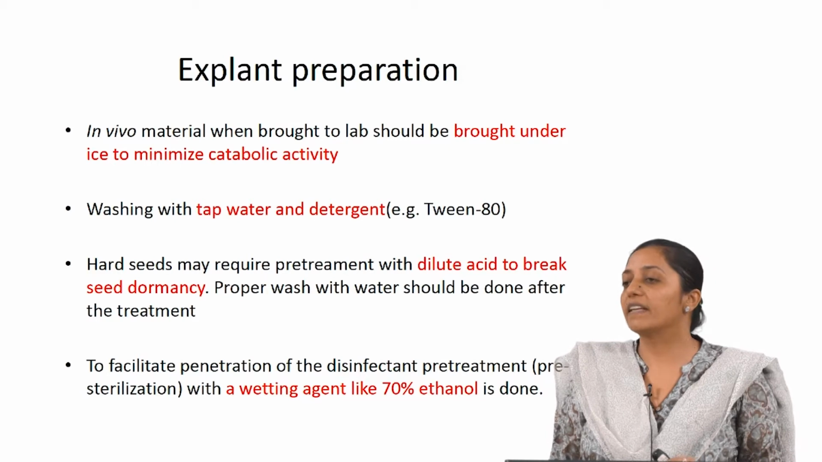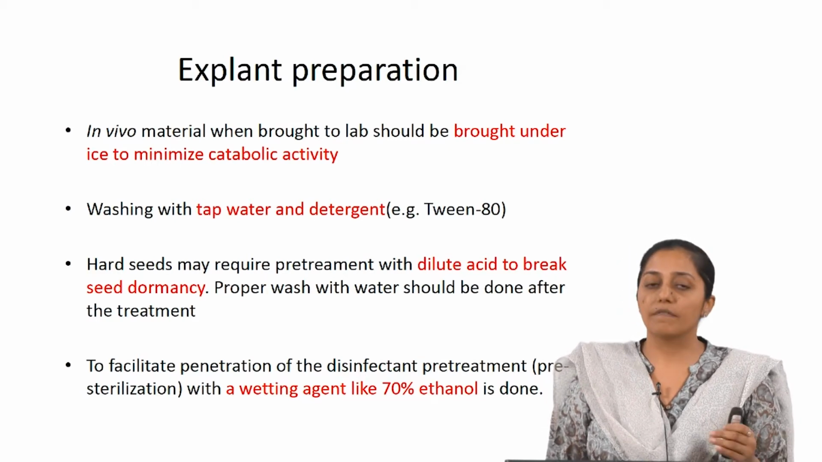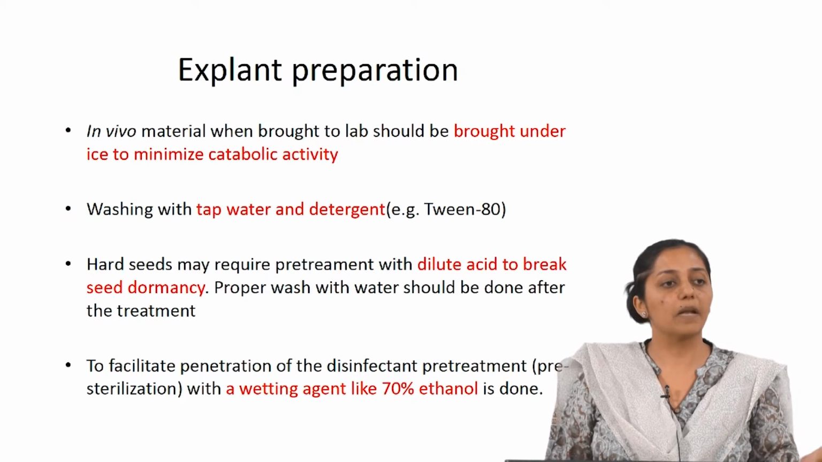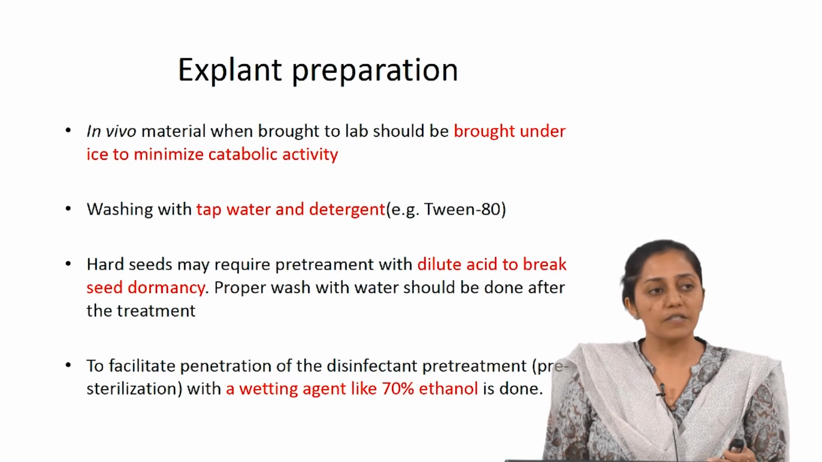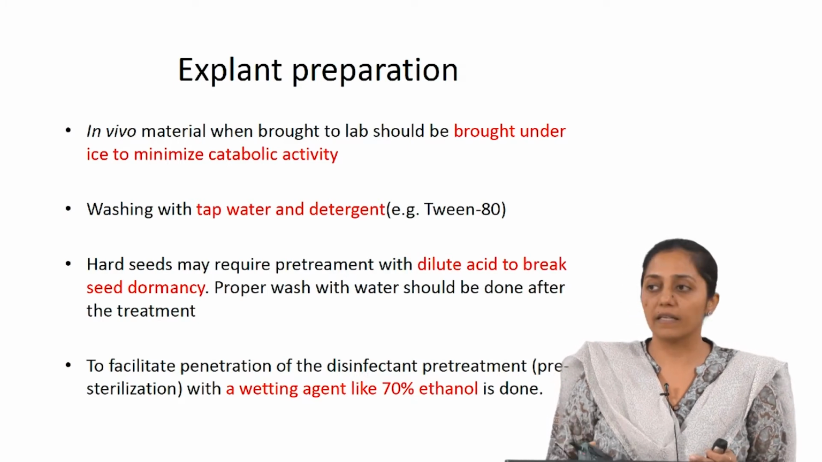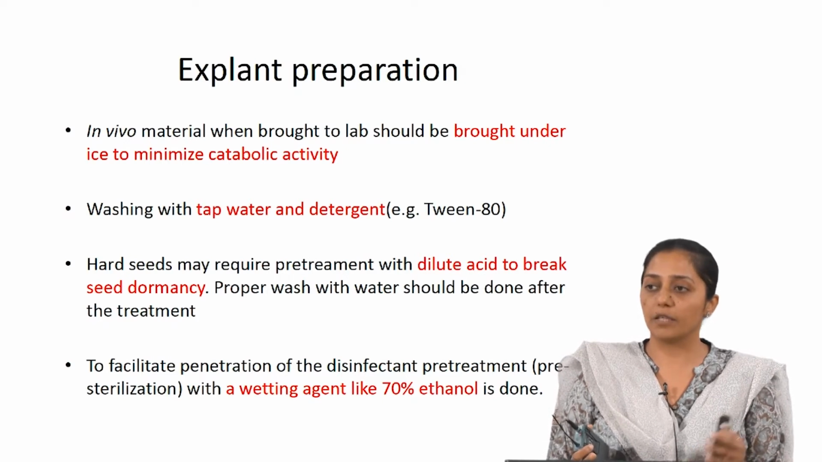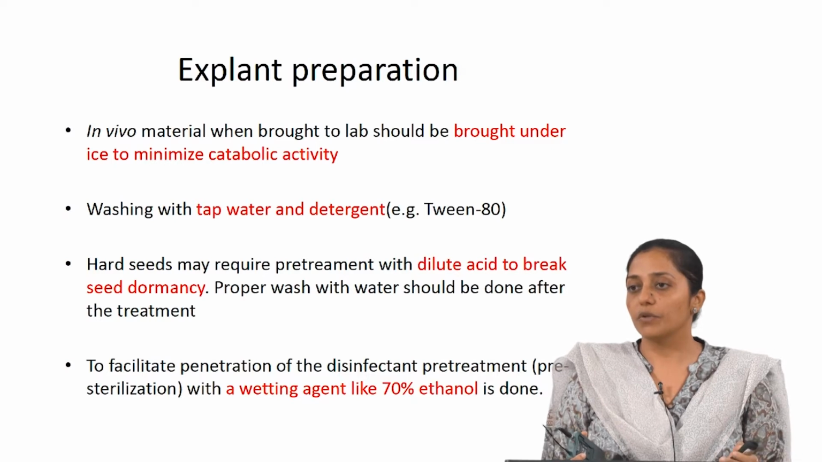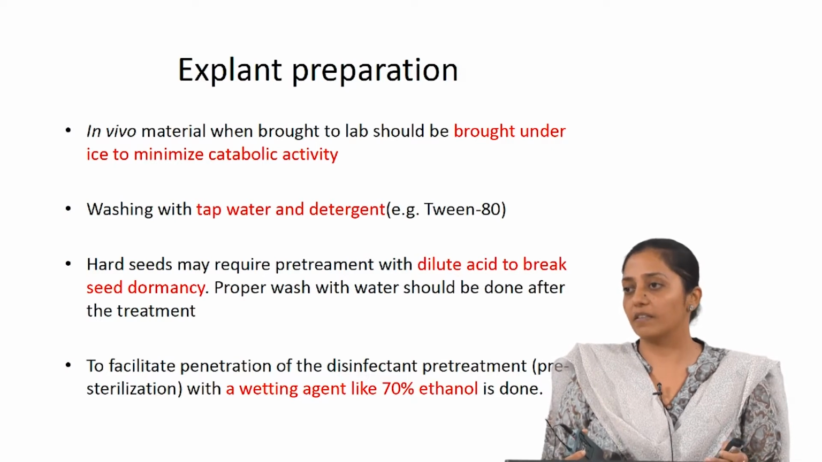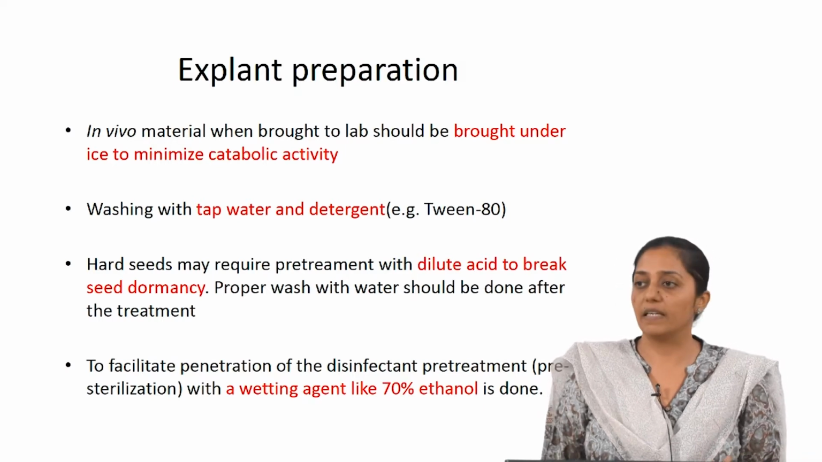So what should be taken care of when you start to initiate these in vitro cultures? If you are bringing outside plant material inside to be used as an explant, the first thing is to make sure that you bring it in an ice box or very quickly, because as soon as you excise it from the plant, the catabolic activity, the breakdown, begins. So you need to minimize that catabolic activity, by bringing it in an ice box and as quickly as possible.